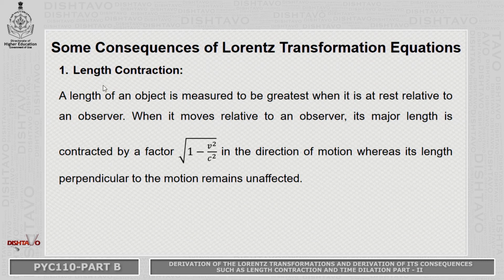Now, let us look at some consequences of the Lorentz transformation equations. The first consequence is length contraction. The statement is: the length of an object is measured to be greatest when it is at rest relative to an observer. And when it moves relative to an observer, its measured length is contracted by a factor square root of 1 minus v square by c square in the direction of motion, whereas its length perpendicular to the direction of motion remains unaffected. Now let us prove this statement.